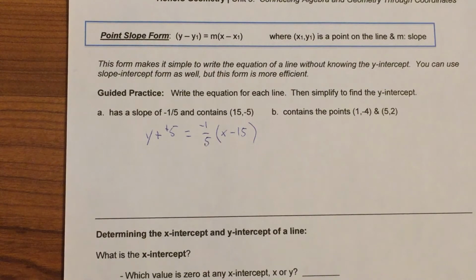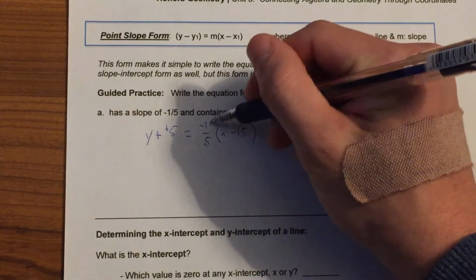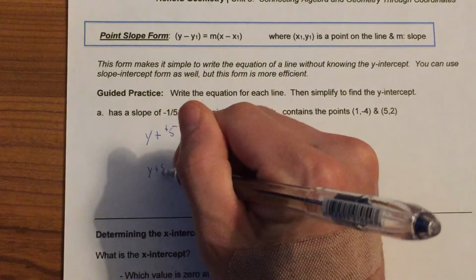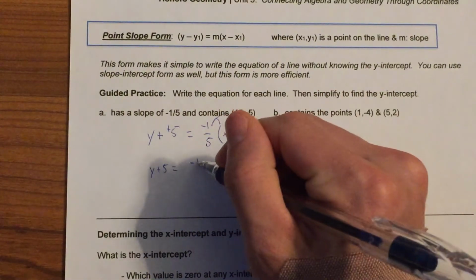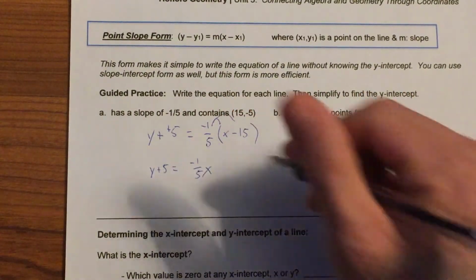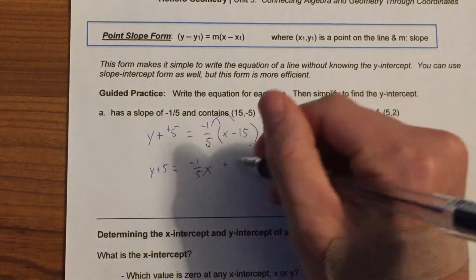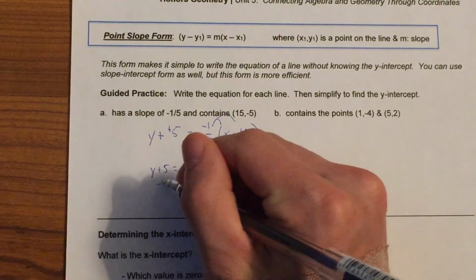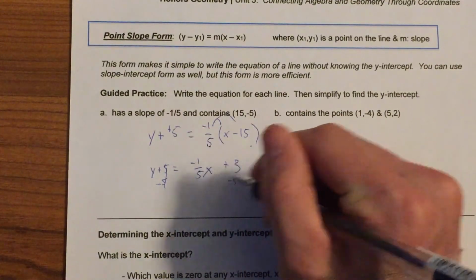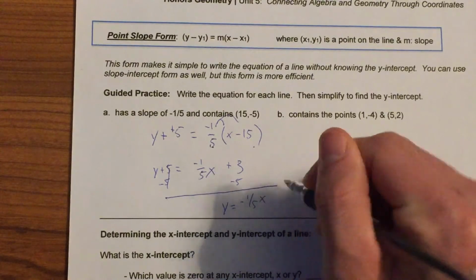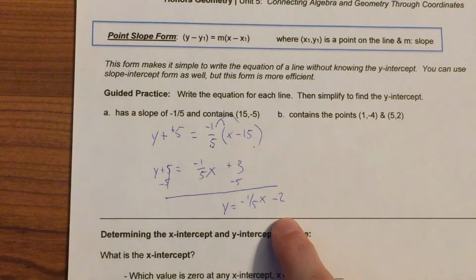When we solve this, we're going to do it in 2 steps. First, we'll distribute -1/5 on this side, and we'll subtract 5 on the left-hand side. y + 5 = -1/5 x + 3, because negative times negative makes a positive. We're going to subtract 5 from both sides. We have y = -1/5 x - 2. Therefore, my y-intercept is -2.